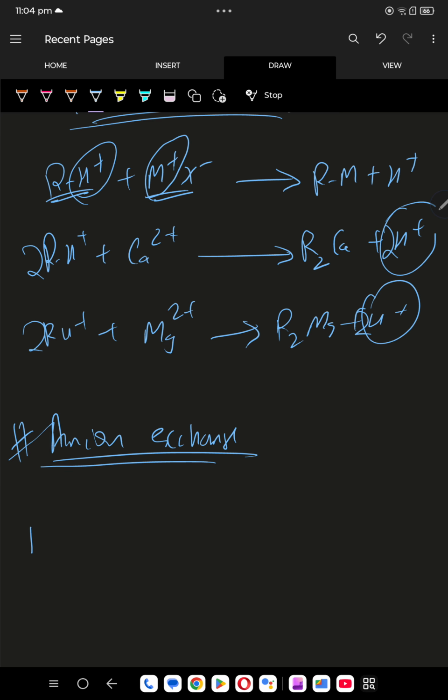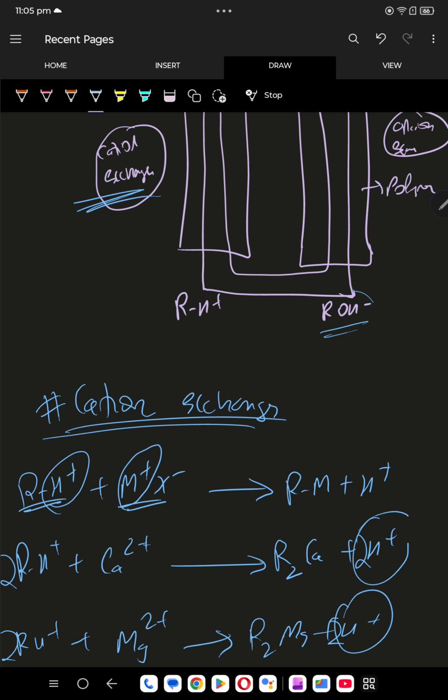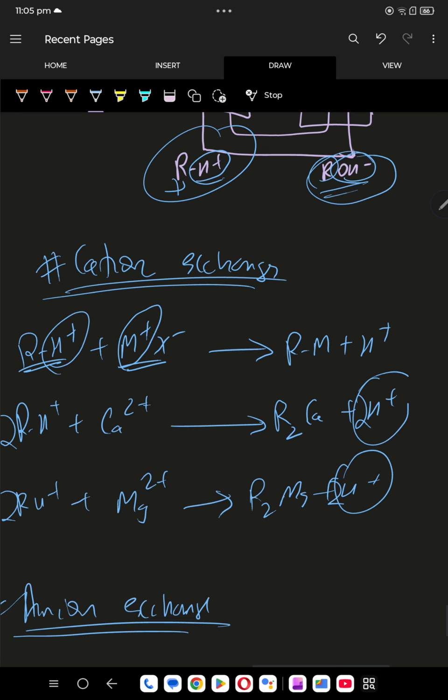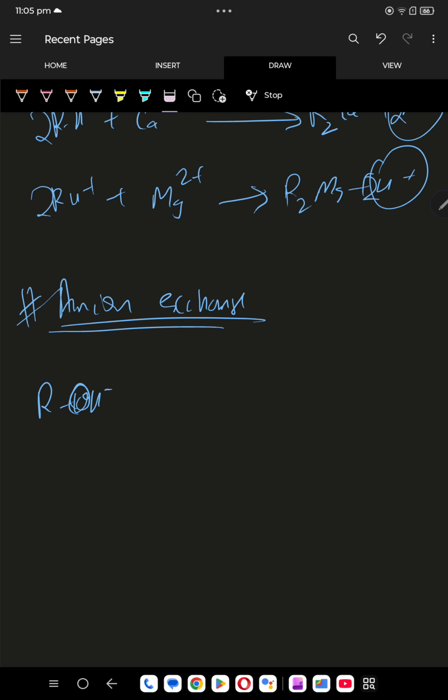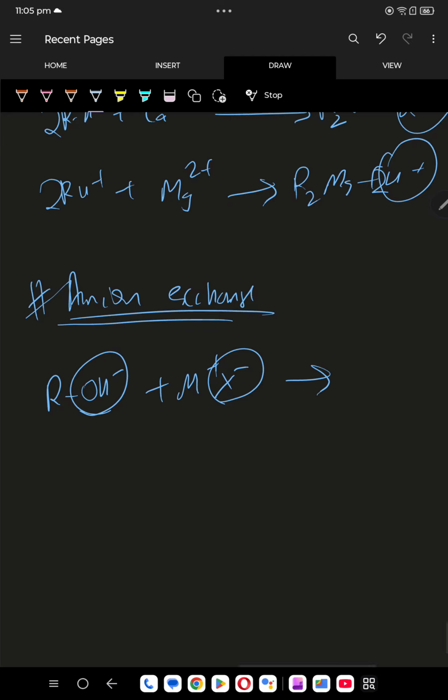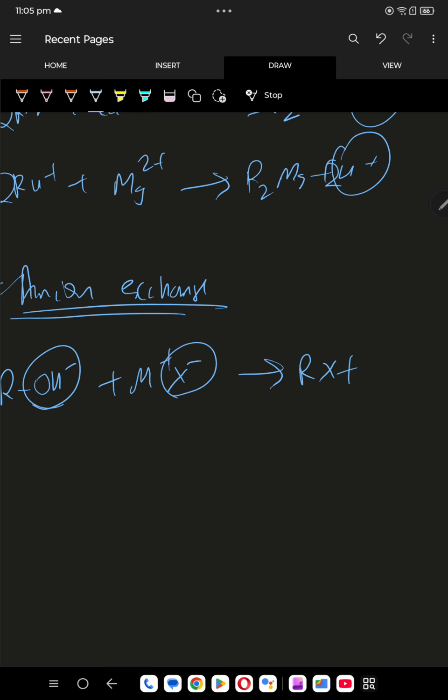Now coming to the anion exchanger. Here also what do we have? ROH-. See, ROH-. This is already there. This is the polymer part, and this is the exchangeable hydroxide ion. And the same M+X- salt. Here what is going to get exchanged? The anion part. So RX plus OH-.